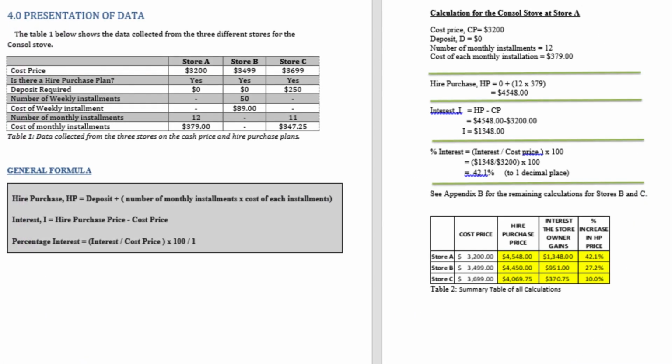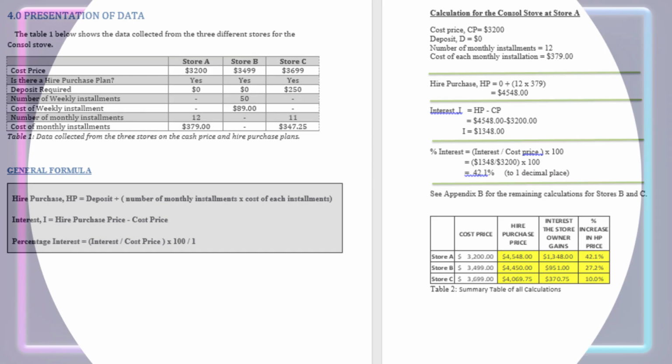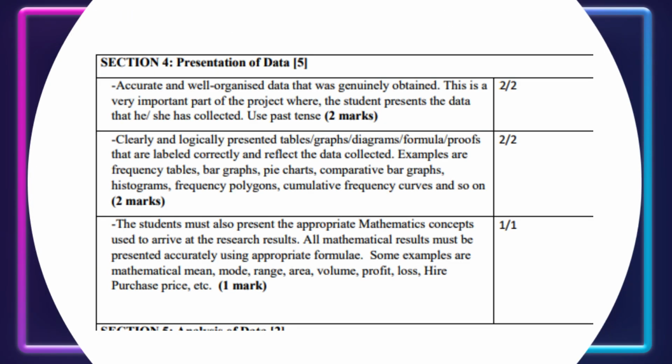Section 4. The presentation of data. This is a very important part of the project where the student presents the data that he or she has genuinely collected. This section must again be in past tense. This section is marked in 3 parts for a total of 5 marks. The presentation of data does not have to be divided in 3 sections.